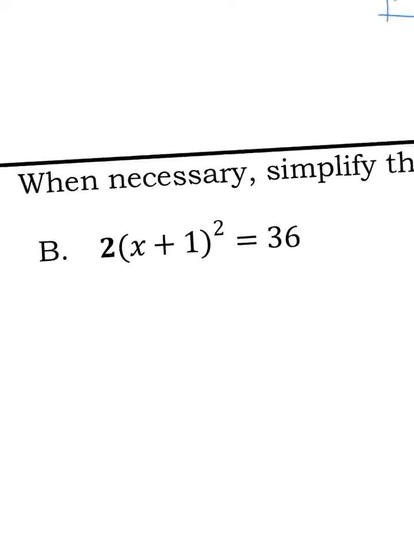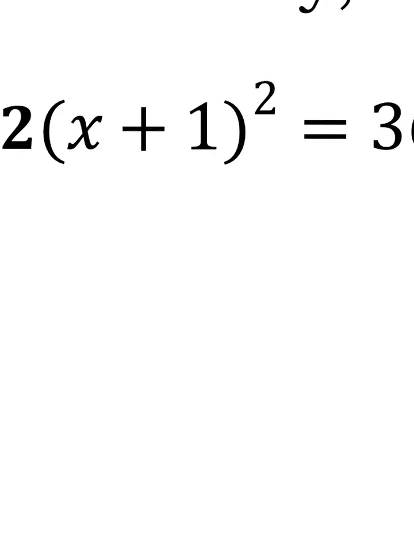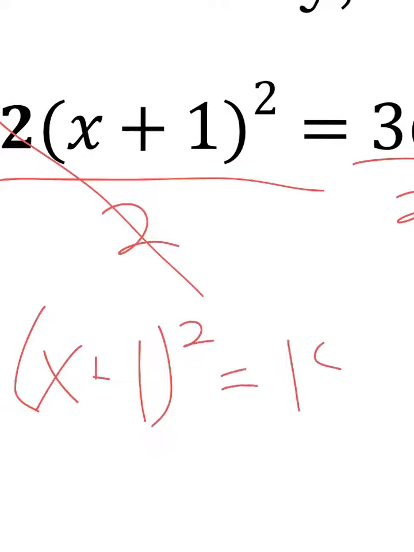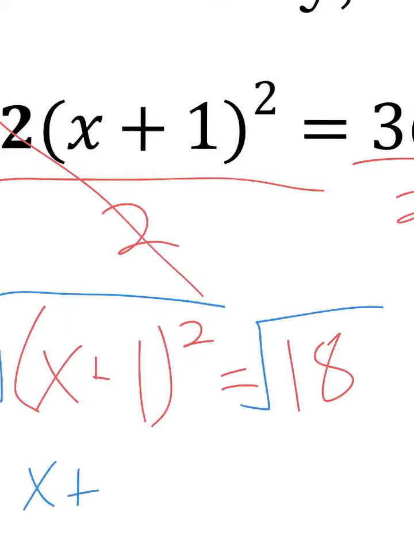Okay? Number B. Letter B. Alright, I have a 2 on the outside. So I'm going to divide it out. And then 36 divided by 2 is 18. So (x + 1) squared equals 18. And now, to get rid of the square on the outside of the parentheses, this is where I will square root. So I have x + 1 equals the square root of 18.